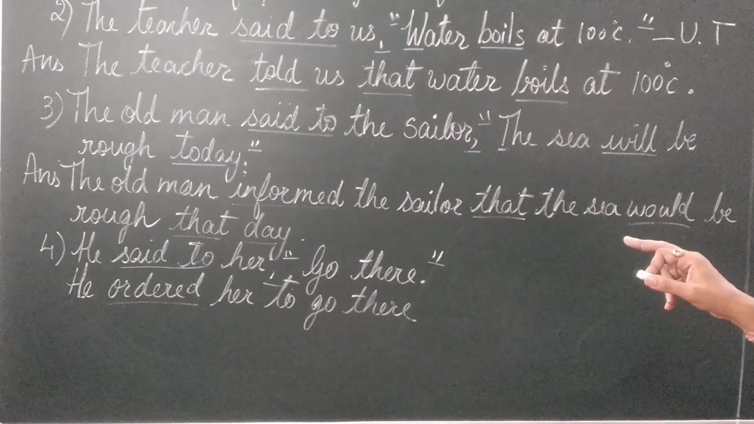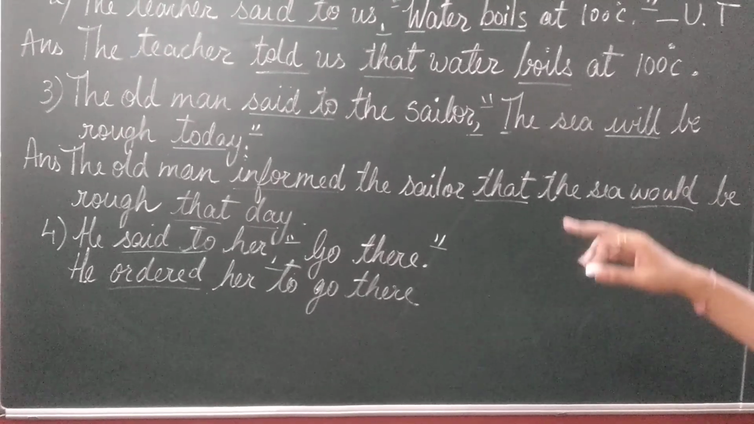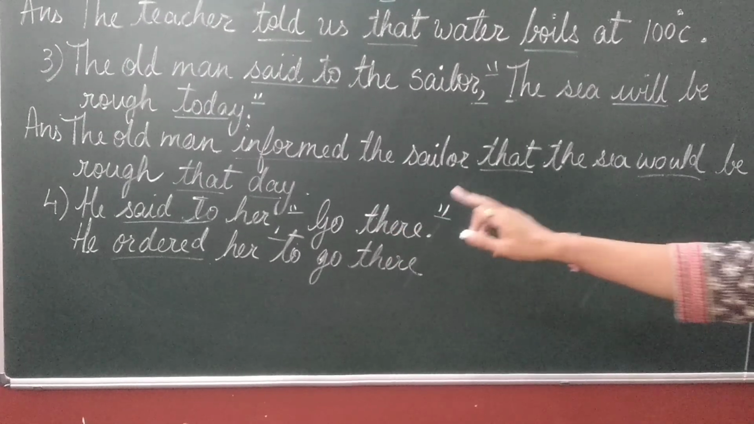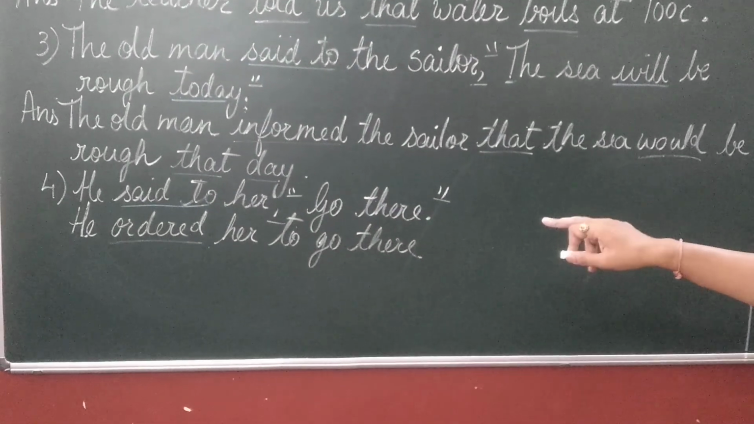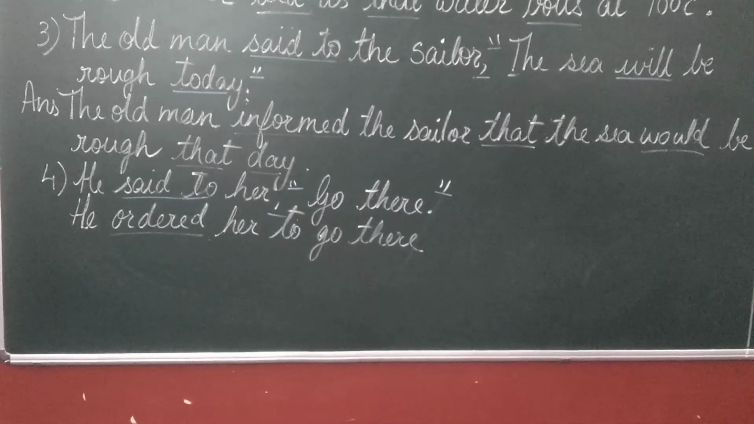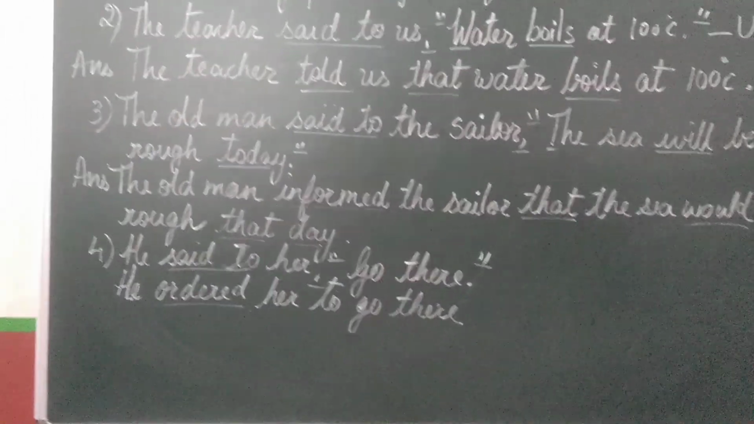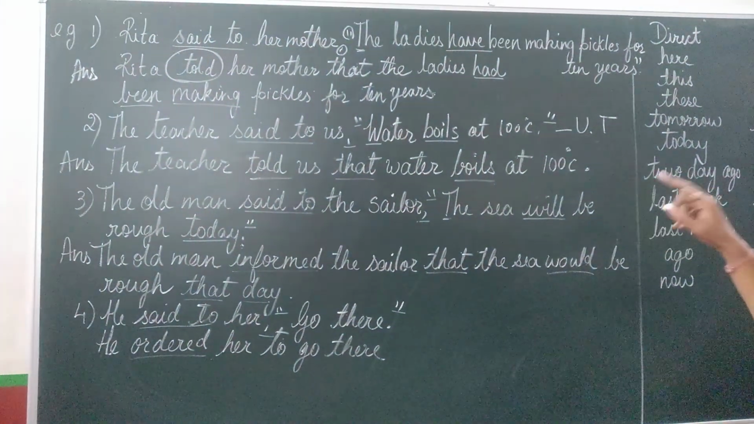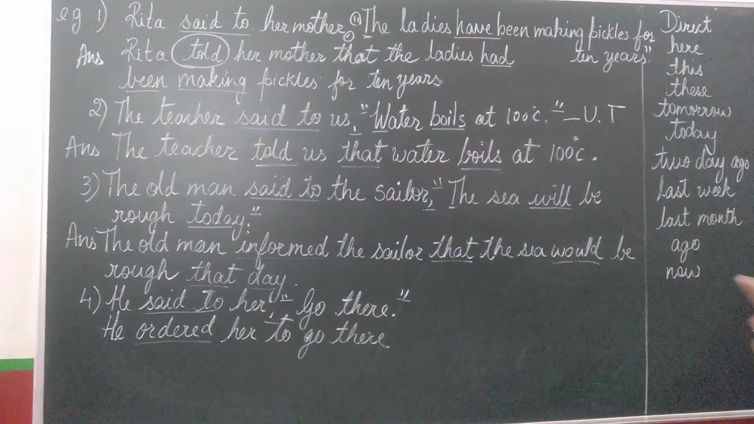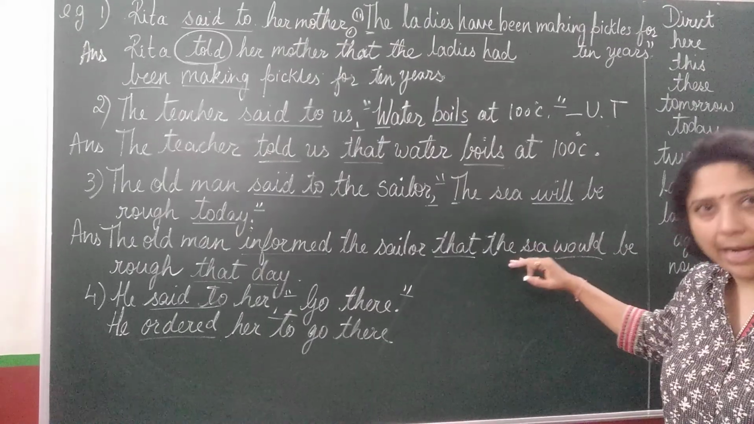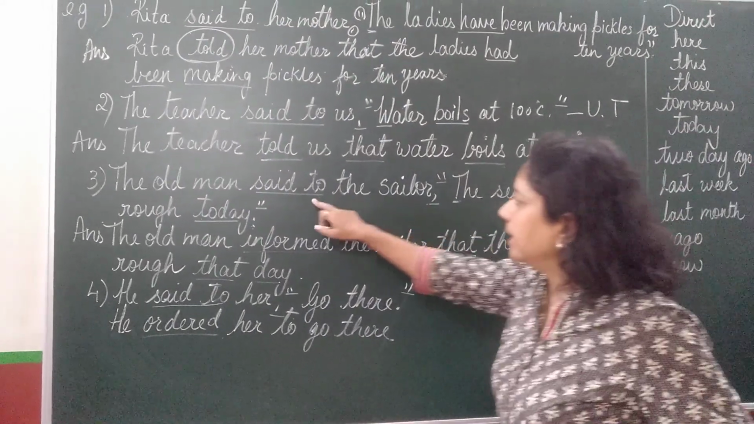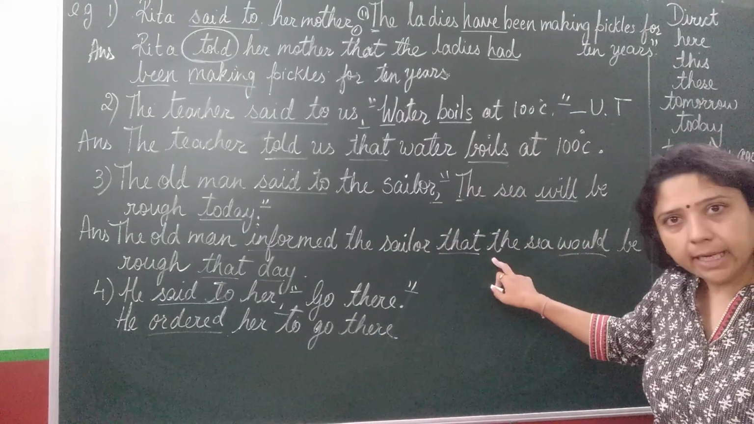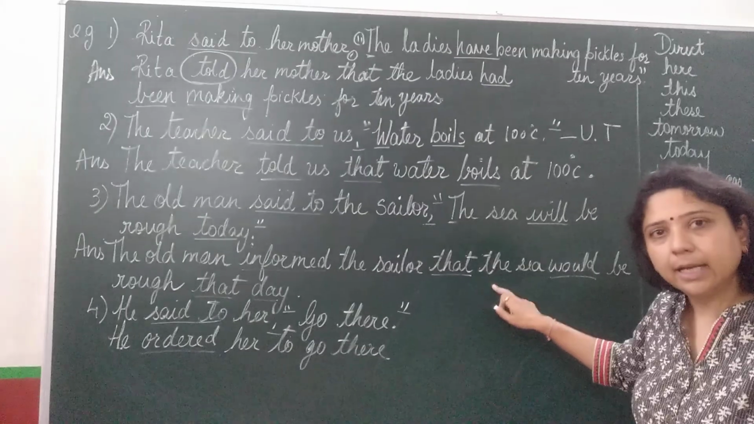And the last, it's like an order. He said to her, "Go there." So he ordered her; instead of writing said to, we say he ordered her to go there. Please take a very close look at these sentences. I have underlined the important places where the changes have to be made. You also can do that. You have to write the question. Please underline the places where the changes are required to be made. So when you are writing the answer, you will never make a mistake.